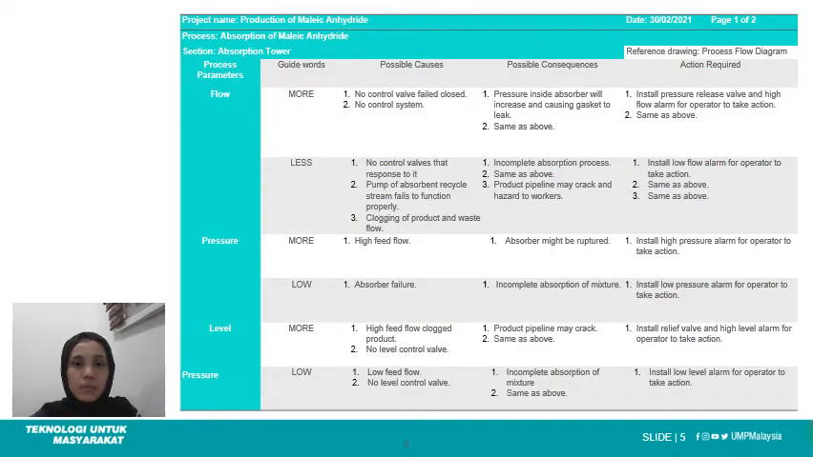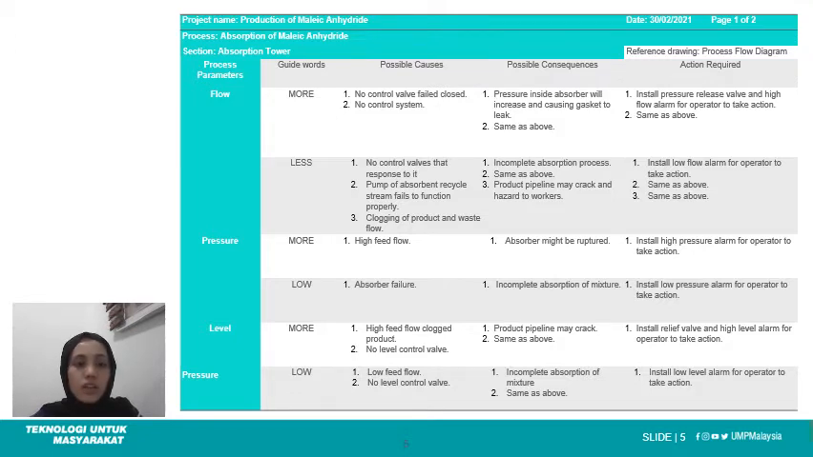Next, the second major unit, which is the separation unit. The process is absorption of maleic anhydride involved in the absorption tower. There are three process parameters: flow, pressure, and level.